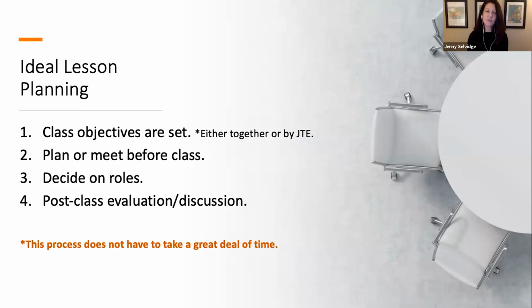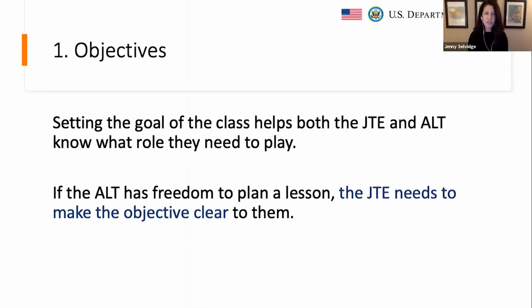And as you do it more, and as you get to know one another and you set your routine, this could be very quick. But all of this needs to be done. You need to be on the same page here. So for objectives, it helps both the JTE and ALT know the role they need to play.